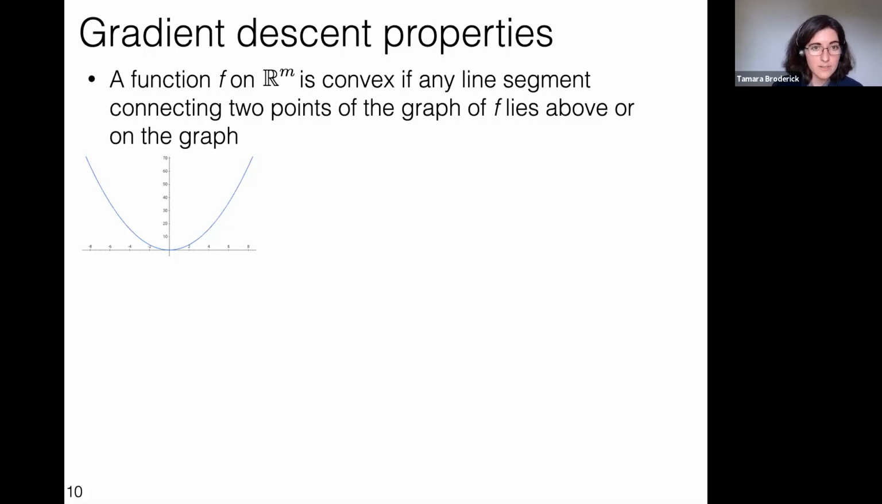Okay, so now to ask if this is convex, we're going to take any 2 points. We're going to draw the line segment between them, and we're going to ask, is that line segment above the graph? And here it is. It turns out that because this is quadratic, you can show that for any 2 points that you take, the line segment will always be above the graph.